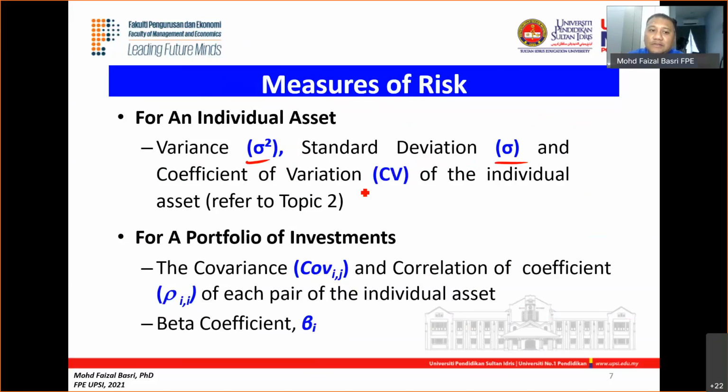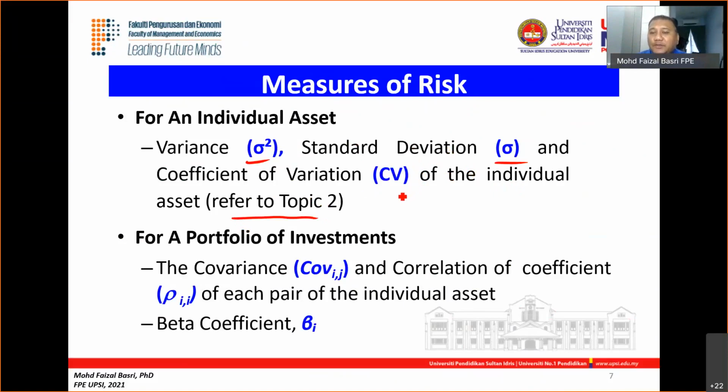Okay, and the third one was CV, coefficient of variation. As I said, refer to the previous topic. But for today, we can still calculate the variance, the standard deviation, and CV. Yes, we can calculate, but we need additional information because we are calculating more than one security now.